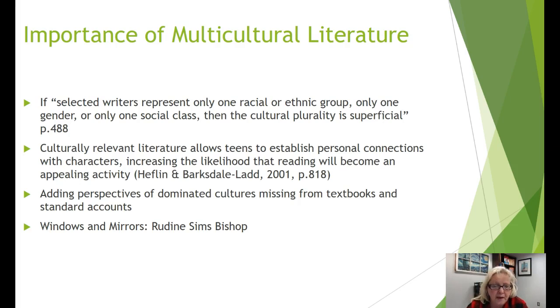So some people have written, as I mentioned, Windows and Mirrors by Rudine Sims Bishop. I did not write page 488, where is that from? But if selected writers represent only one racial ethnic group, only one gender, only one social class, then the cultural plurality is superficial. It's not represented within the books.